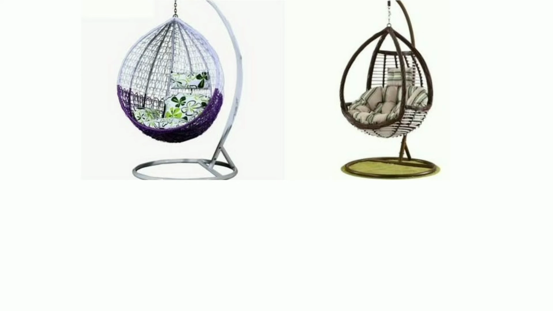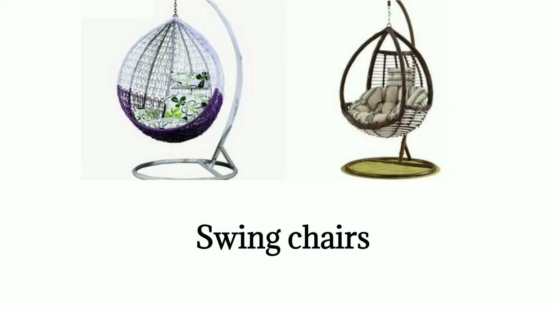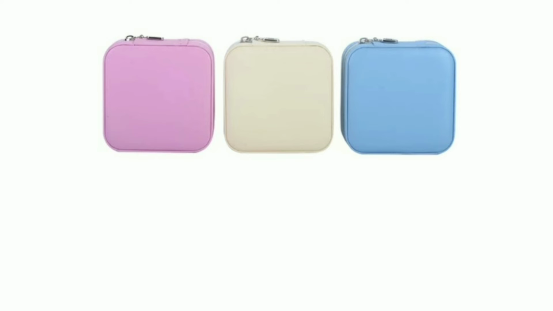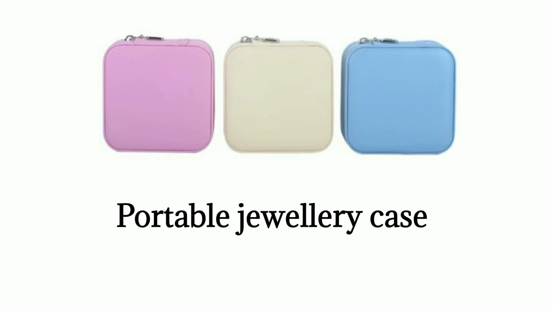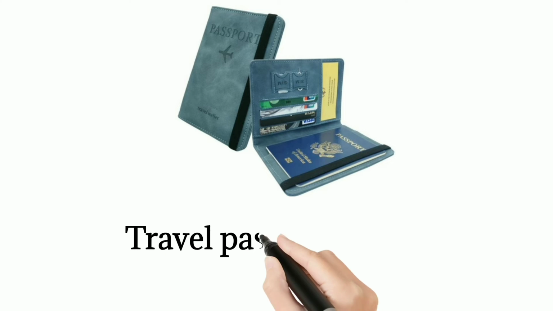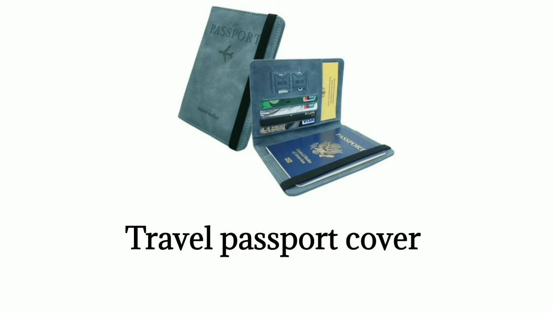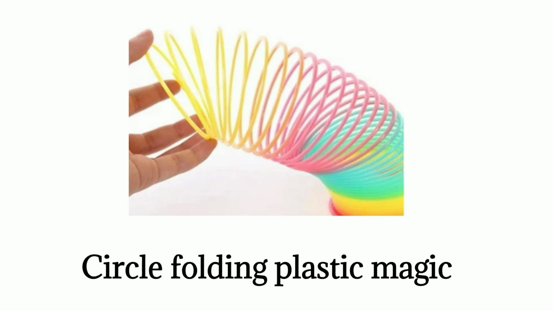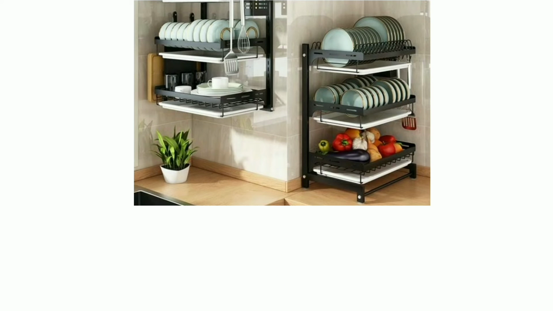And this is swing chair. What is this? Portable jewelry case. What is this? Travel passport cover. What is this? Circle folding plastic magic. What is this? This is dish rack.